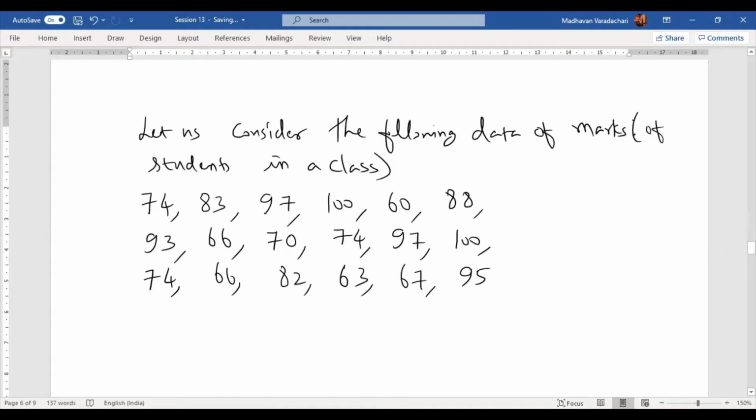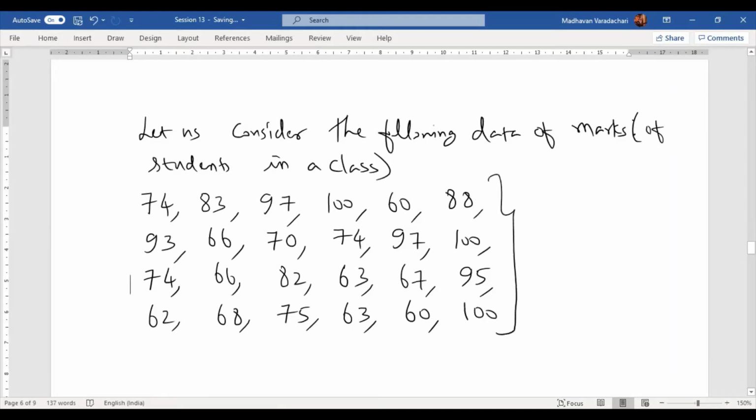So I said 24 students. Let me write further. 62, 68, 75, 63, 60, and 100. Okay. So this data is either called as a raw data.